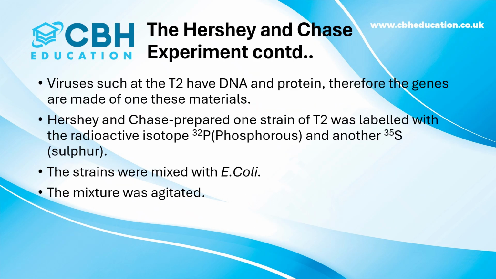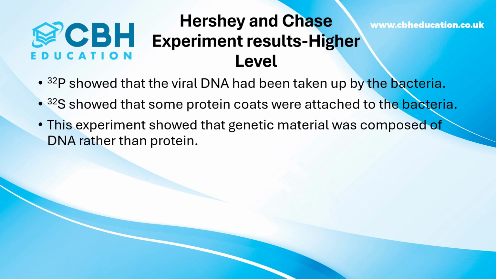So viruses such as T2 have DNA and protein, therefore the genes are made of one of these materials. Hershey and Chase prepared 1 strain of T2 labeled with the radioactive isotope 32P phosphorus and another with 35S sulfur. The strains were mixed with E. coli. The mixture was agitated. So interestingly, 32P showed that the viral DNA had been taken up by the bacteria. 35S showed that some protein coats were attached to the outside of the bacteria. The experiment showed that the genetic material was composed of DNA rather than protein.